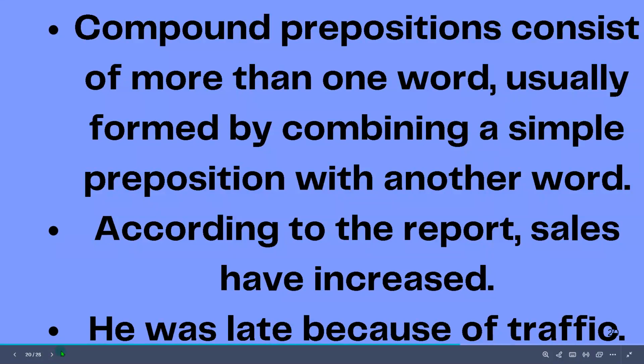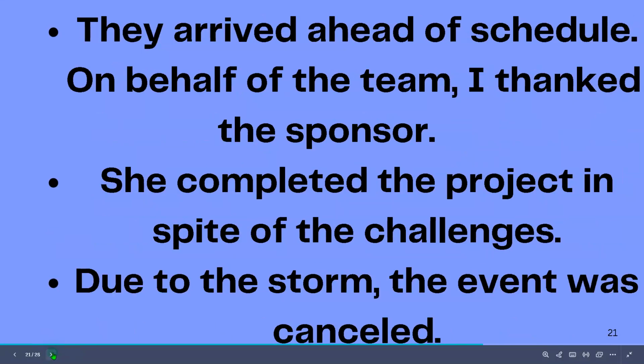He was late because of traffic. Why was he late? Because of. Because of is the compound preposition. They arrived ahead of schedule. On behalf of the team, I thank the sponsor. How did they arrive? Ahead of schedule. Okay? Before the scheduled time, they came. Because they came before the time, on behalf of the team, I thanked. Okay? On behalf of is a compound preposition.